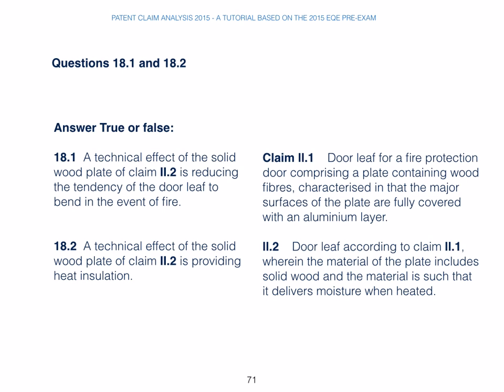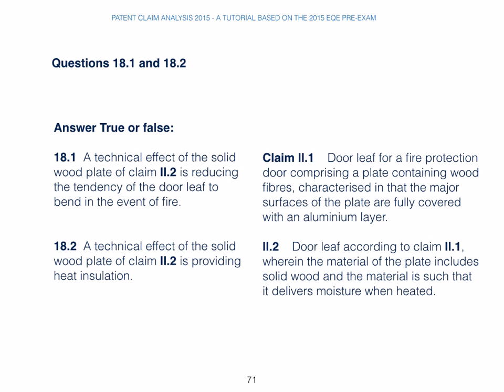Here you have to answer true or false. For 18.1, a technical effect of the solid wood plate of claim 2.2 is reducing the tendency of the door leaf to bend in the event of fire. And 18.2 is a technical effect of the solid wood plate of claim 2.2 is providing heat insulation.